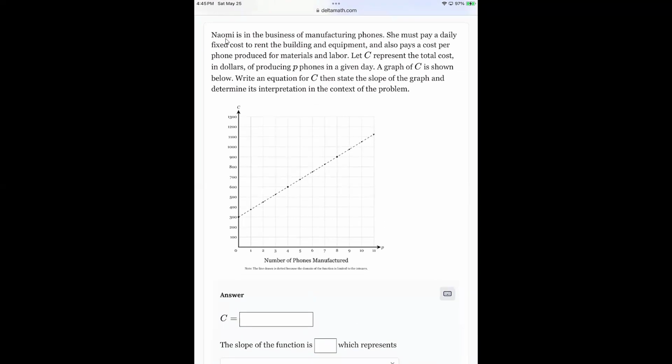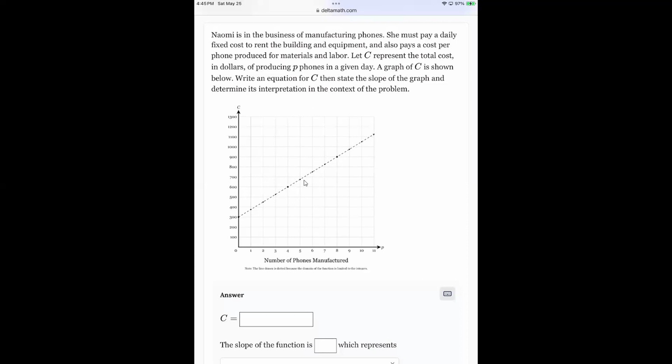It says Naomi is in the business of manufacturing phones. She must pay a daily fixed cost to rent the building and equipment. She must also pay a cost per phone produced for materials and labor. It says, let C represent the total cost in dollars of producing P phones in any given day. A graph of C, the cost, is shown below. Write an equation for C, then state the slope of the graph, and then determine the interpretation in the context of the problem. So that's a mouthful.